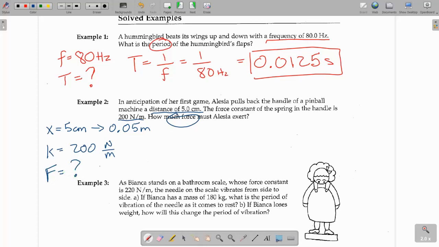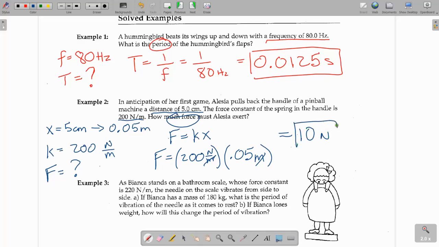Okay, so we're going to use our equation that we just talked about, which is F equals kx. We're solving for F. That's going to be equal to 200 newtons per meter times 0.05 meters. So you can see here that the meters are going to cancel and we're going to be left with just newtons, which is what force is measured in. And this is going to be equal to 10 newtons.